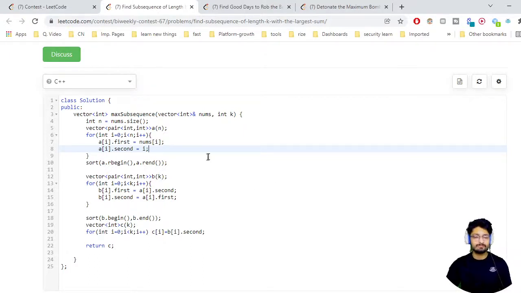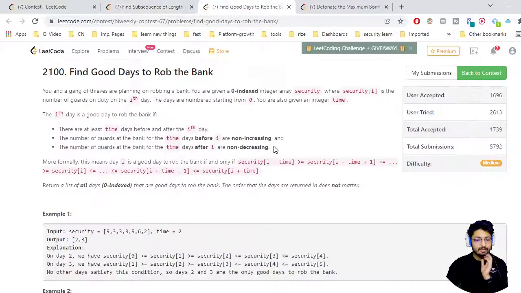We're doing two sorts. The first one is to find out which are the largest k numbers, and the second one is because, due to the first sorting, their relative order has changed, so we have to sort them again by the index that we mapped originally, and then we can print out the answer. Fine, let's go to the next problem.